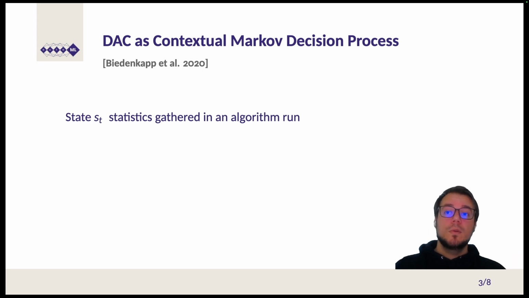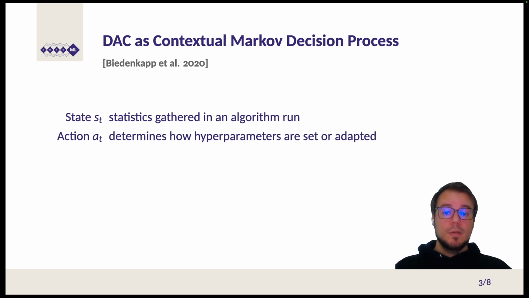Now, we can also formalize DAC as a contextual Markov decision process. And this formalization is very important for some of the solution approaches that we will see in this unit. Now, for a contextual Markov decision process, we need a state, s_t, that in the DAC setting is just the statistics that are gathered in an algorithm run. So this could be, for example, the depth in the search tree already.